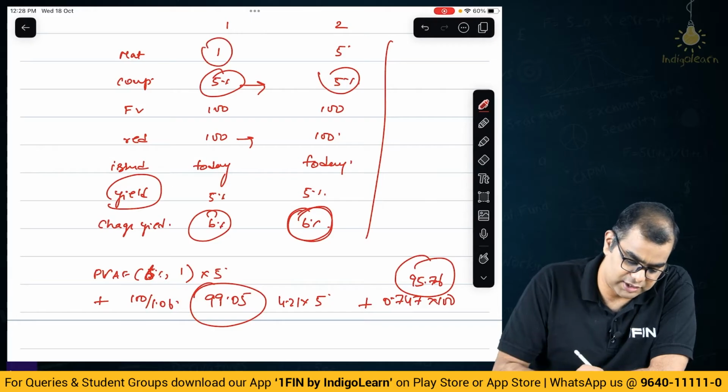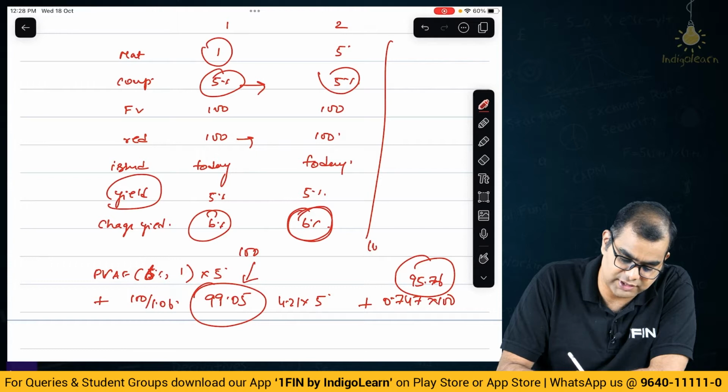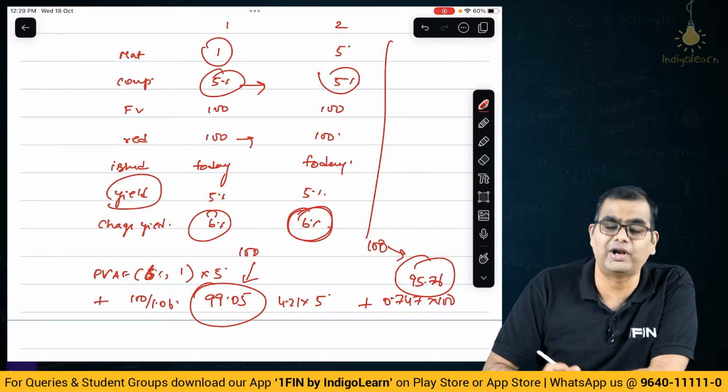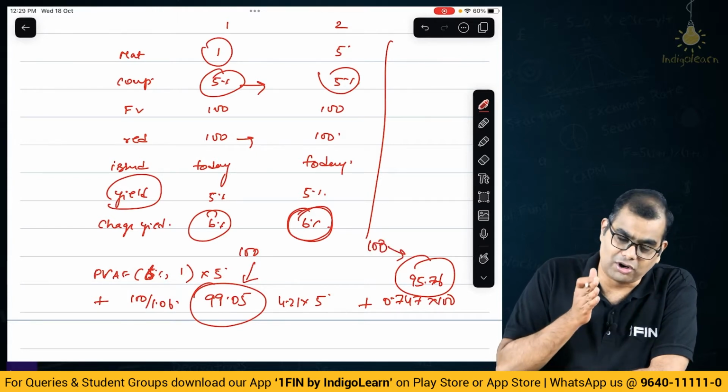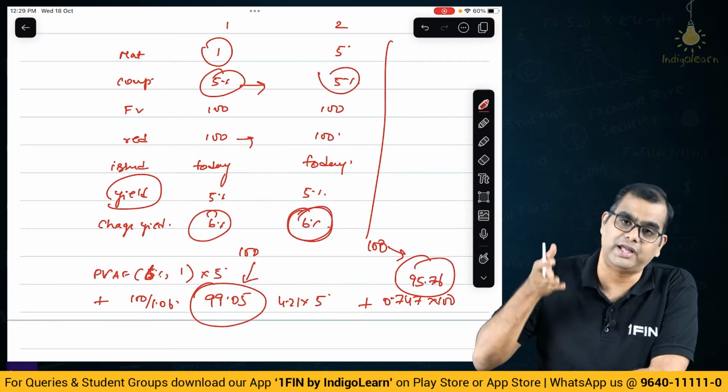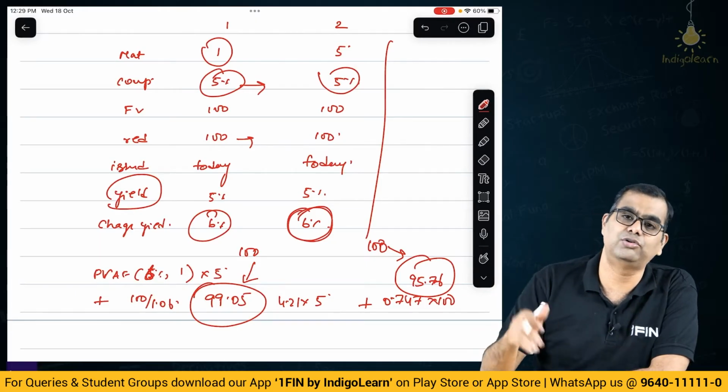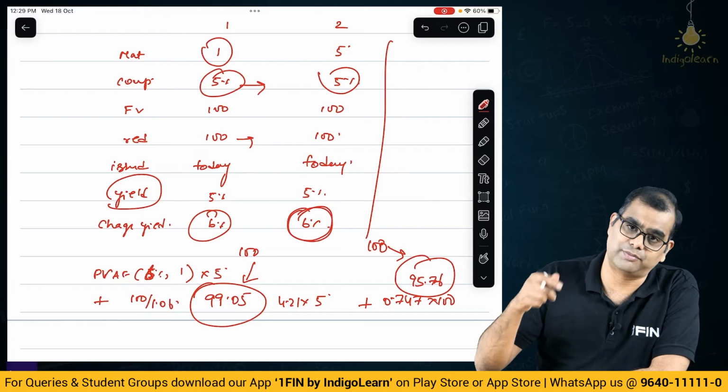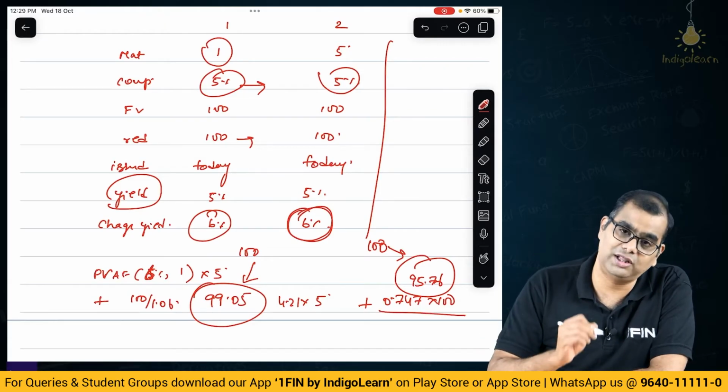Because this is a 1-year bond, the price has changed from 100 only to 99, whereas this one the price has changed from 100 to 95. Why? Because all the cash flows are spread over a period. Each cash flow is affected by the present value. The effect is much larger across all the cash flows.